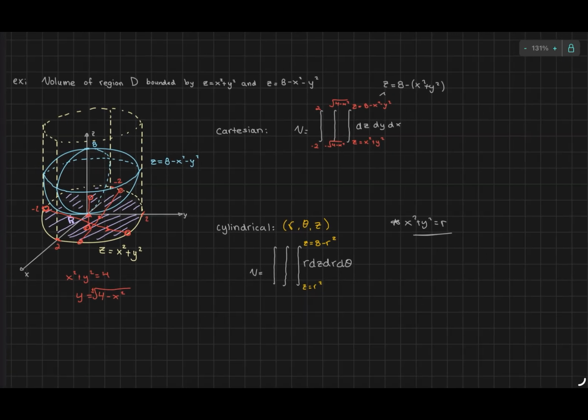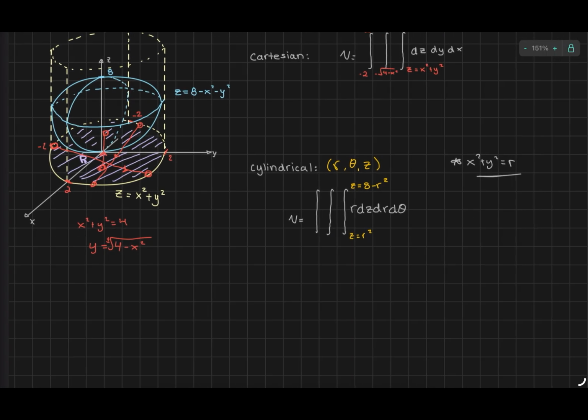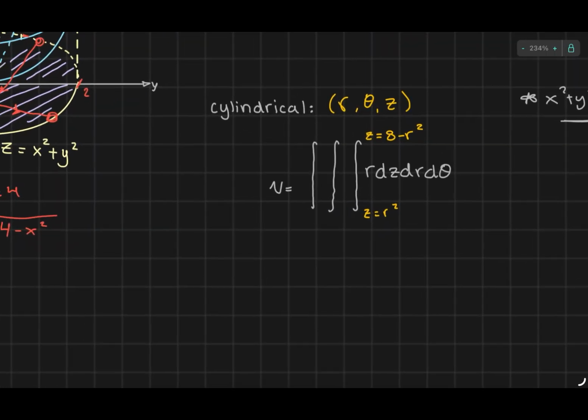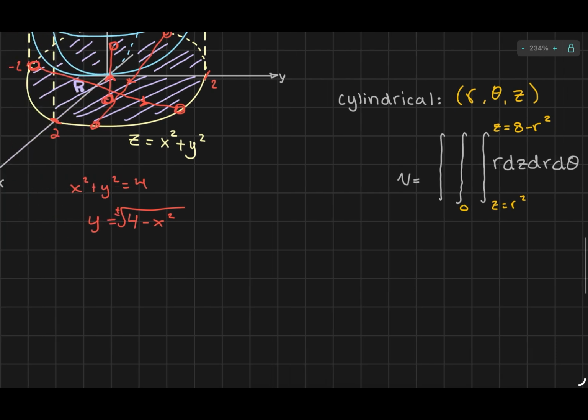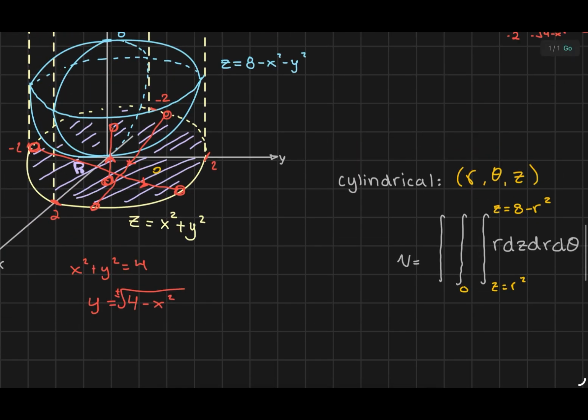Already this is looking a lot easier, just with our first bound. Well, let's see if that's true. What are our bounds on r? Well, we know that r is always going to start at 0. I mean, that's really unavoidable. Okay, we know our r is going to start at 0.